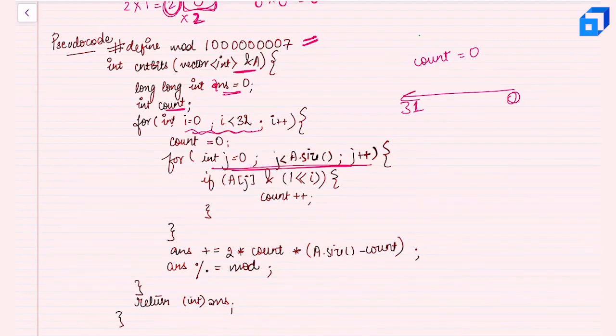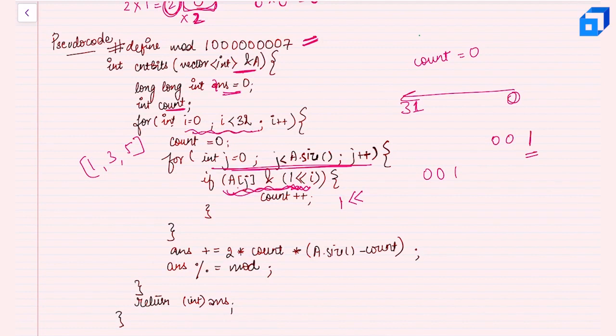Then simply I'll be checking what all bits are set. So in case of 1, its 0th bit is set. So this will essentially give me what? A[j] in this case is 001, let's say. So I have 1, 3 and 5 with me. So let's say A[j] in this case is nothing but 1. And 1 left shifted by i.